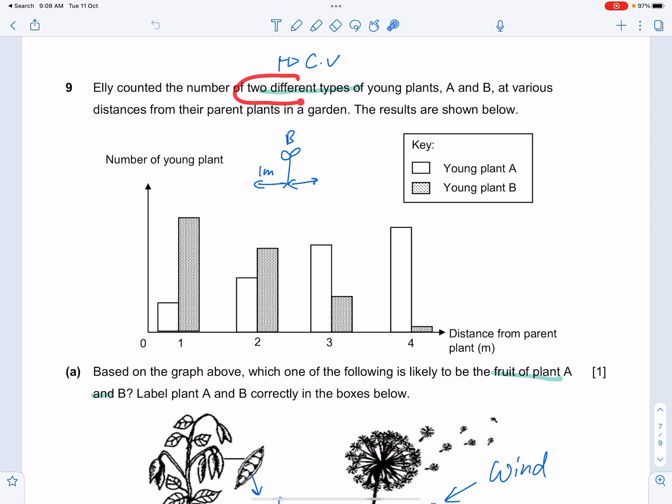So the first thing we know is that since it is an experiment, there will be the change variable, and then there will also be the measured variable. So in this case, the different type of young plants would be your change variable, and the measured variable would be distance from parent plant.